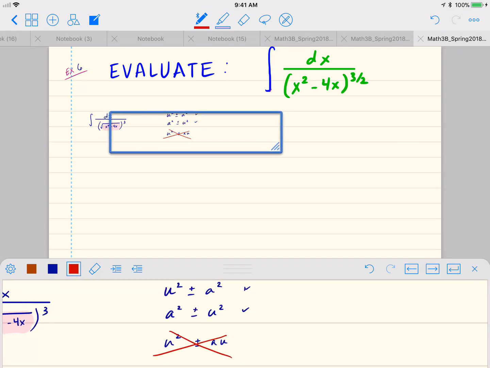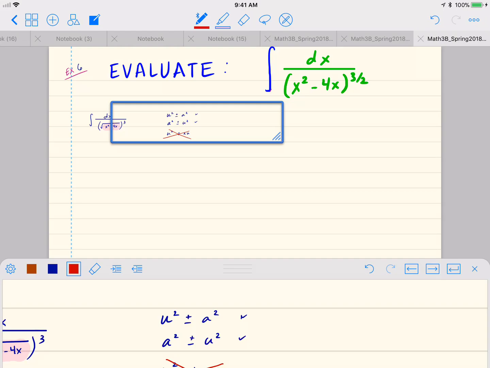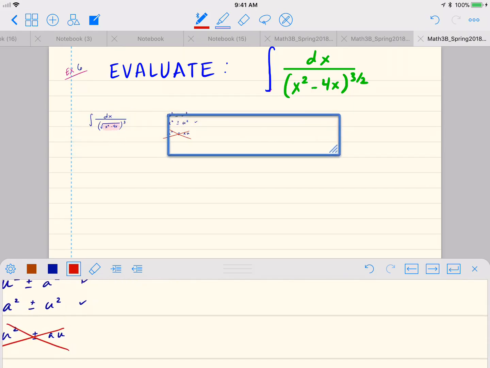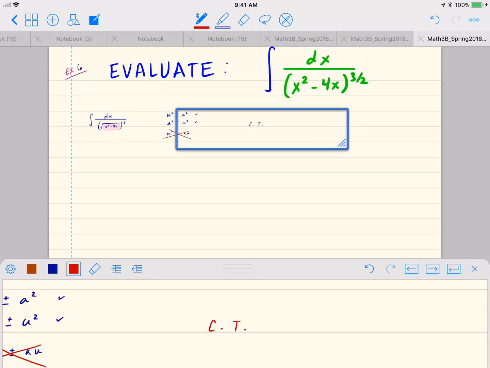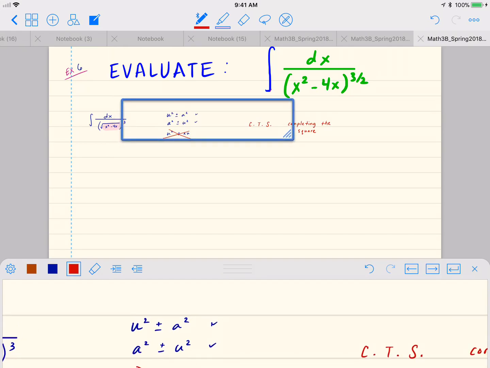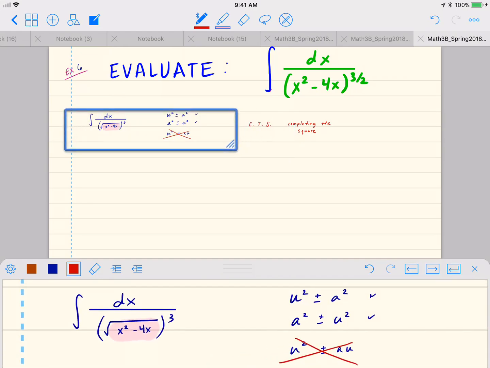Because these special forms are related to the triangle, right? And there's nothing in the triangle that involves u squared plus au. Or is there? Here's what you have to do. Complete the square. Completing the square. So here's what we'll do. We'll complete the square, do a U-substitution, and that will turn the denominator into an expression of this form that we're used to. So let's get to work.